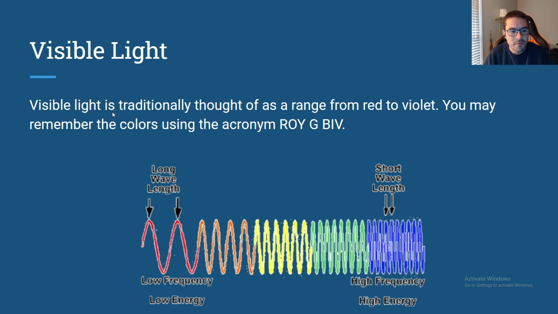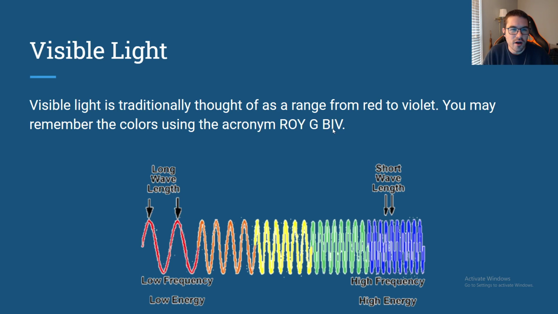So, visible light is traditionally thought of as a range from red to violet. Okay, and so I do want you to be able to recall these different colors. Okay, I like to use the acronym ROY-G-BIV. Okay, and this stands for red, orange, yellow, green, blue, indigo, and violet.